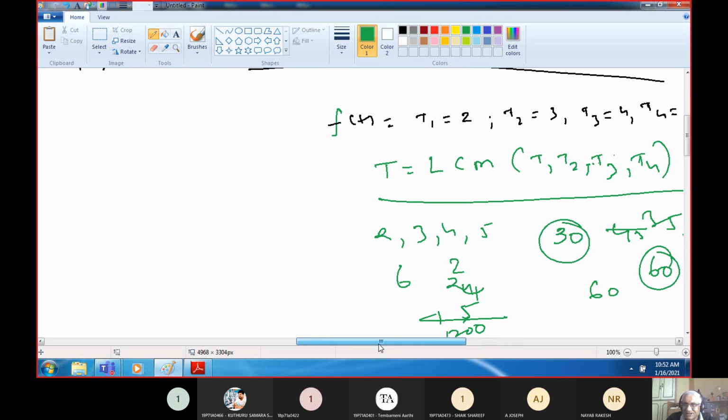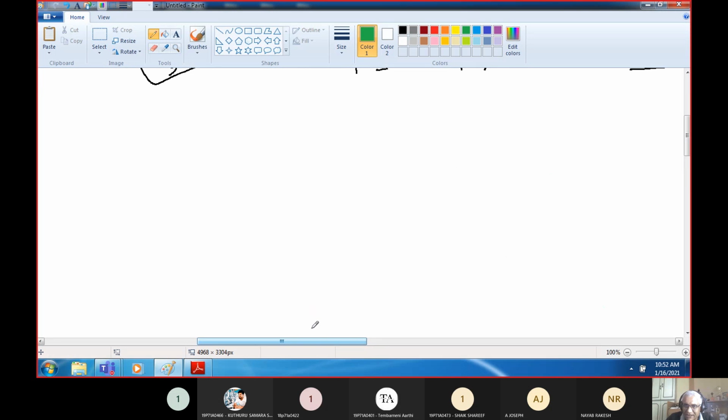Now there is a small catch here. If you are observing carefully, you can pose another question. That is, let us take a function f of t. We use the black color here. So f of t is equal to, I give a signal like sine 2 pi t plus 2, something like that. Okay, now what is the time period?